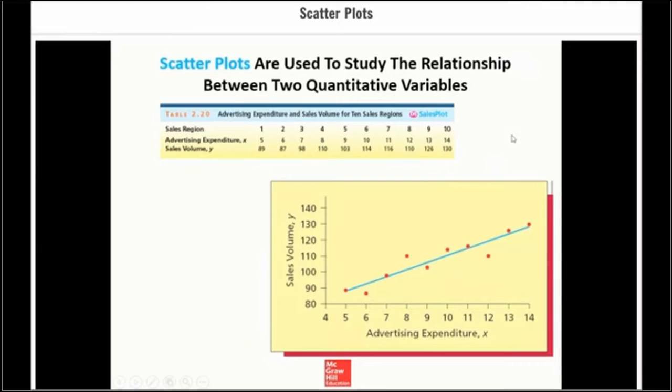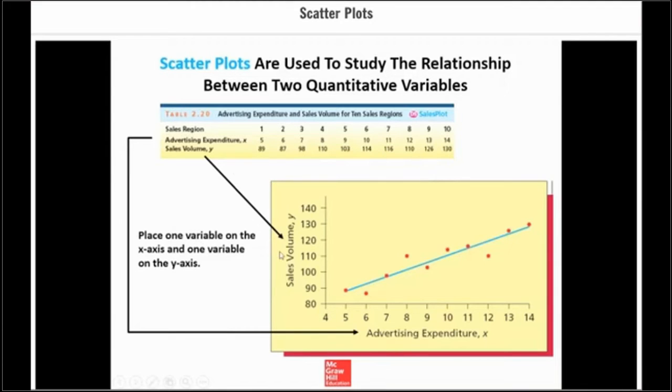So I'm going to draw a scatter plot like this. Now, how do we draw the scatter plot? Well, we put one variable on the y-axis. Here we put sales volume on the y-axis. And we put another variable on the x-axis, advertising expenditure. And then we plot points. We prepare points on the graph for each observation we have.